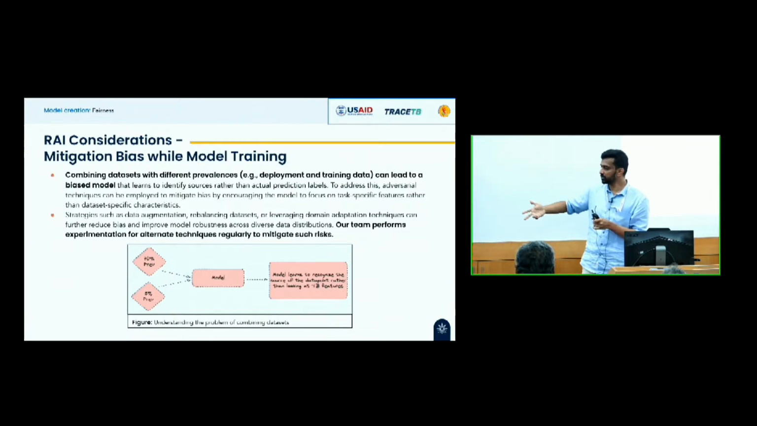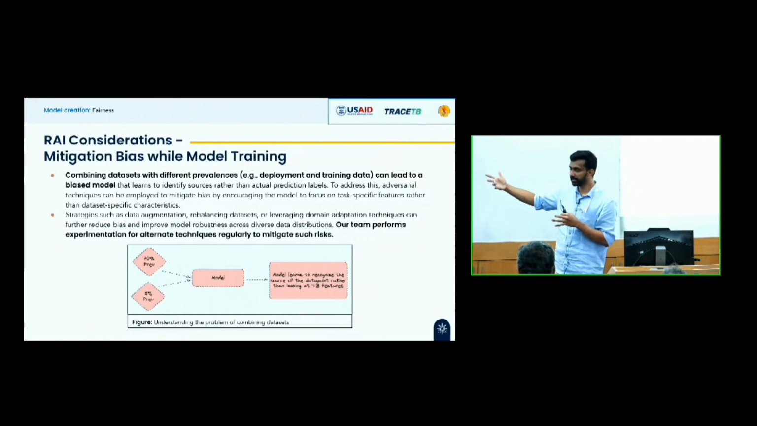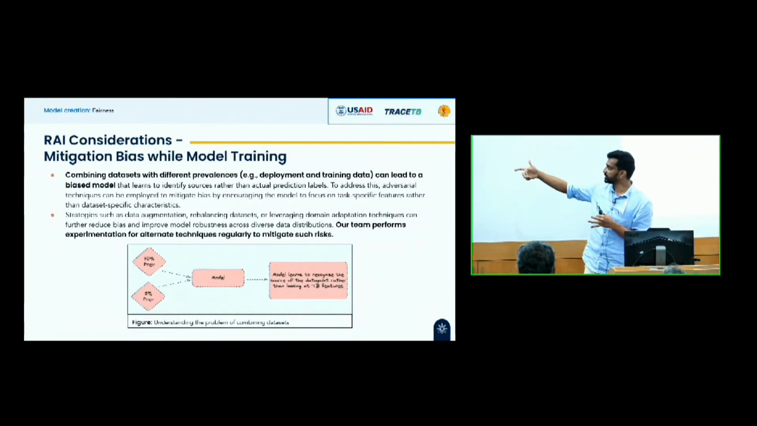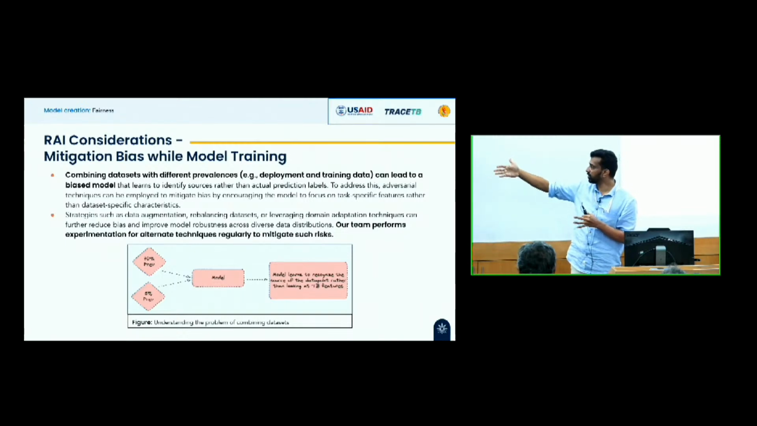So your obvious choice to improve your model would be to mix all the data together and train a newer model. We did that and we figured out that the model, instead of trying to predict whether the sample is positive or negative, has become a model predicting the data source. So in the high prevalence data set, it will predict all samples as positive, and in the low prevalence data set, it will predict all samples as negative. So we couldn't get it right.